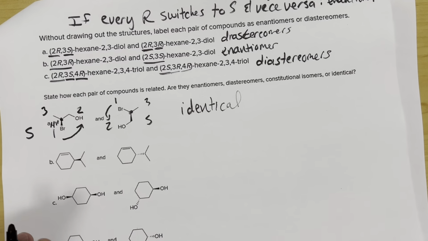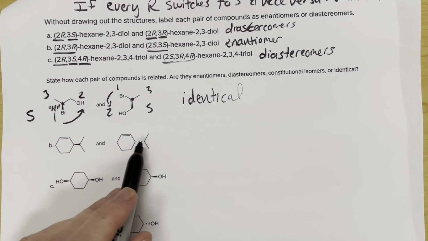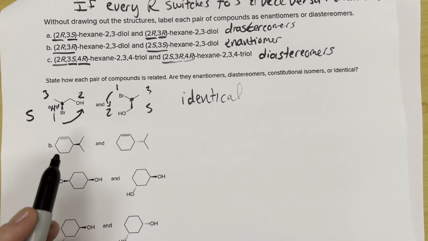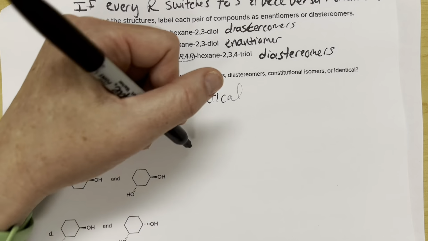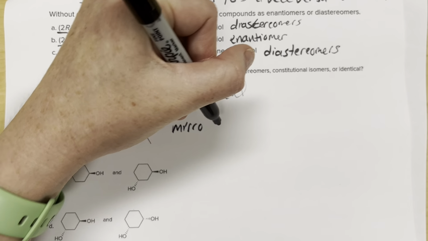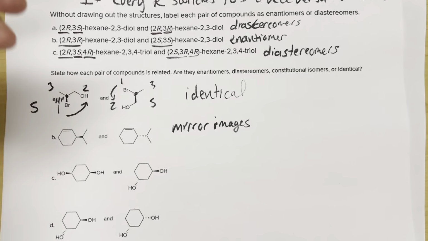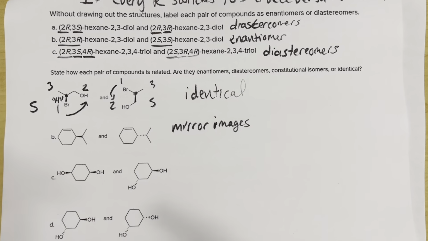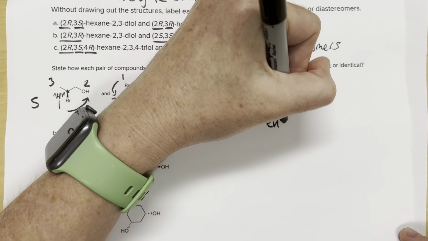Over here, we have two very similar looking things. One's on a wedge and one's on a dash. And that tells me immediately these are mirror images, right? Remember the two ways we can do mirror images: one by drawing a mirror and the other by just switching the wedges to a dash. So this would be an enantiomer.